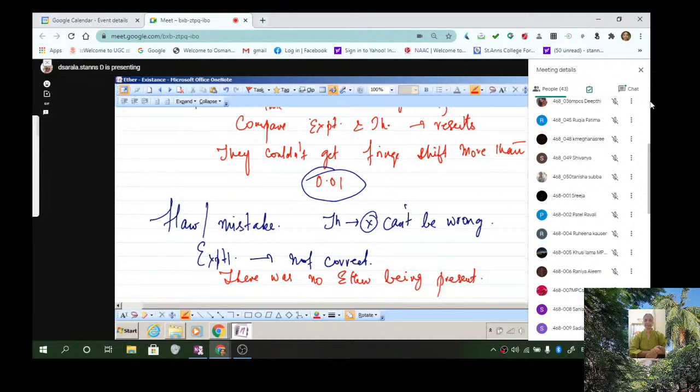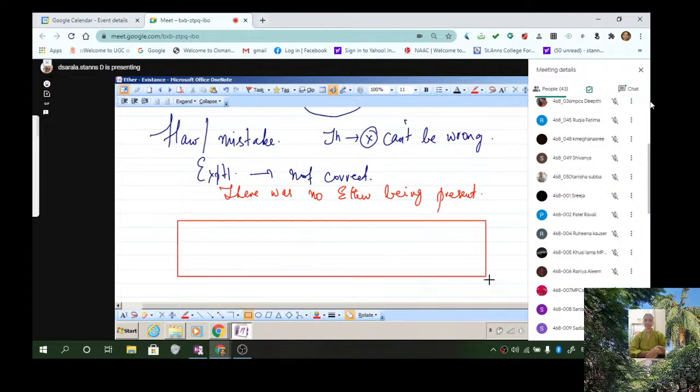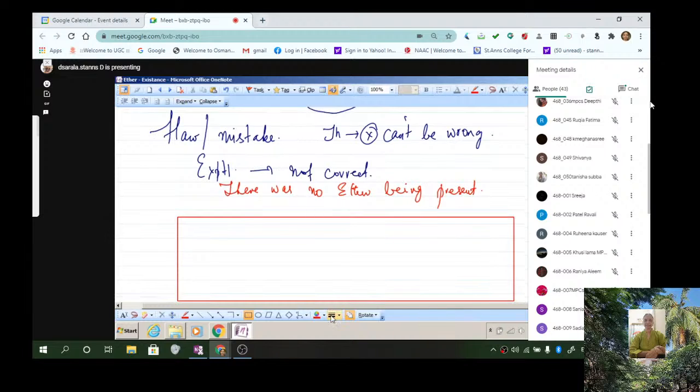This is a very important conclusion. I will write them again. Let us see what all they concluded. So the first thing is that ether was not present, and all objects are dragged by ether was the assumption.